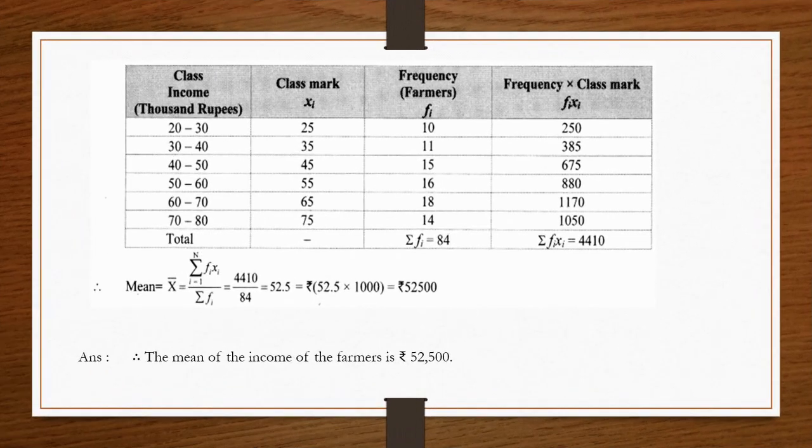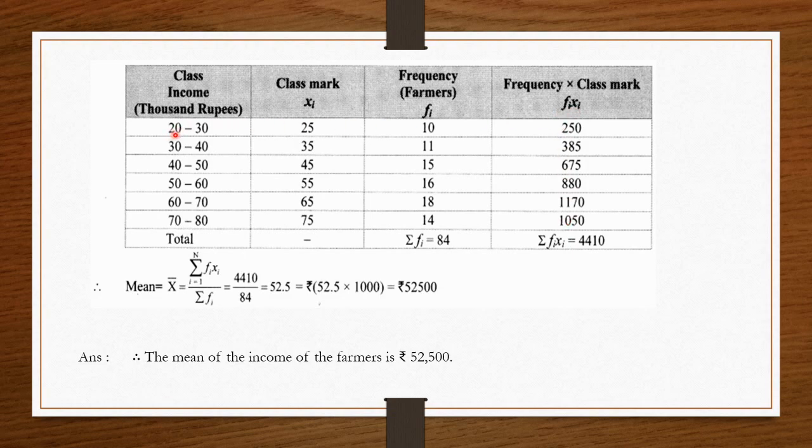We have to make the table with the 4 columns. The first column is the class, and the second one is the class mark Xi, and the third column is the frequency Fi, and the fourth column is frequency into class mark, that is Fi into Xi. The first column, the class, is already given in your question.